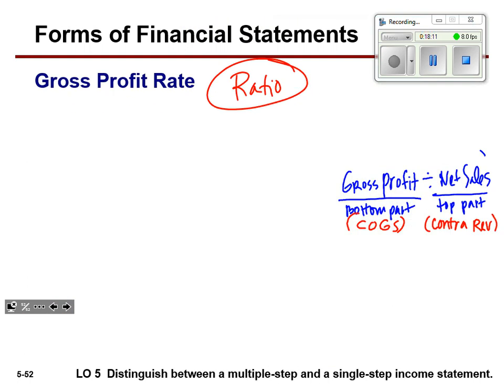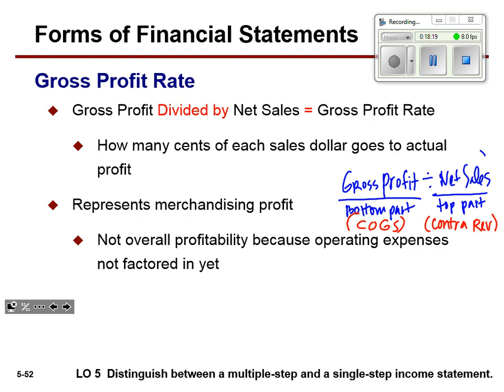So what you need to know for this chapter, and we'll get into more of them here in the coming chapters, the gross profit rate takes gross profit divided by net sales. That's what I'd get in your notes. Gross profit divided by net sales.